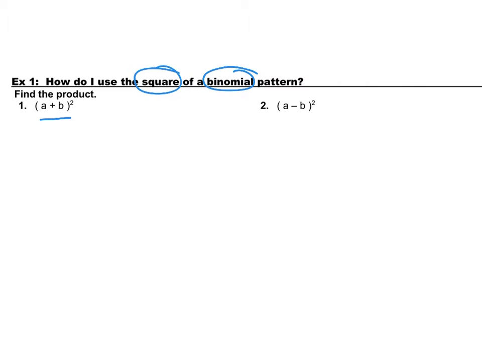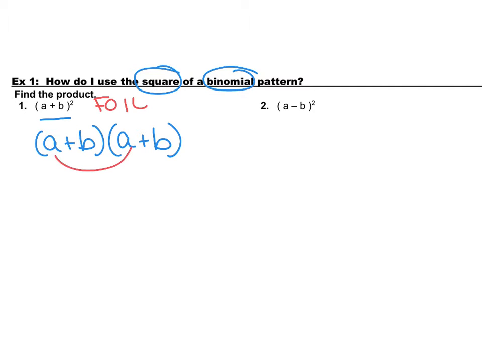To square something means that you're multiplying that part by itself, so we're going to take (a + b) times (a + b). We're doing that 2 times. We can solve this by doing any of the methods that we had just learned. You could make a table, you could multiply it horizontally, or you can do the FOIL method. I'm going to do the FOIL method.